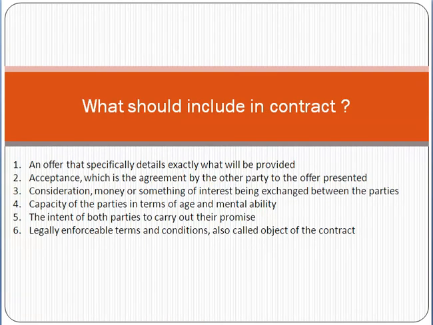Now friend, what should be included in the contract? First of all, an offer that specifically details exactly what will be provided. If you are providing something, you have to define clearly what things you are actually providing. Acceptance is the agreement by the other party to the offer presented. Acceptance means signing, agreeing on some offer.